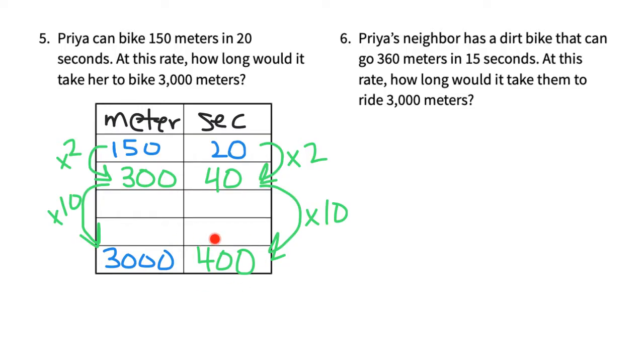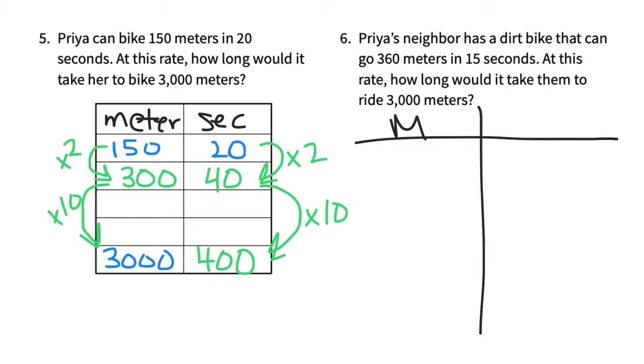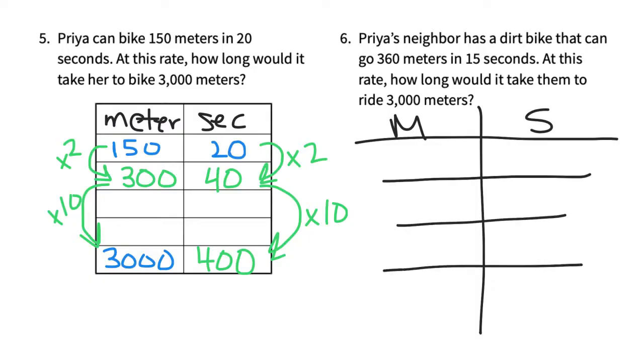Now over here, Priya's neighbor has a dirt bike that could go 360 meters in 15 seconds. At this rate, how long would it take him to go 3,000 meters? So we have to make a new table, don't we? We need to make a new equivalent ratios table. Let's stick with meters on the left, seconds on the right. And our initial rate is 360 meters in 15 seconds.